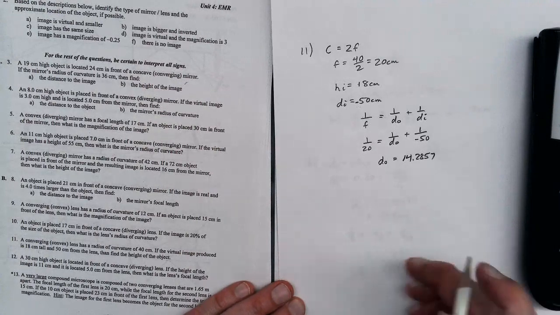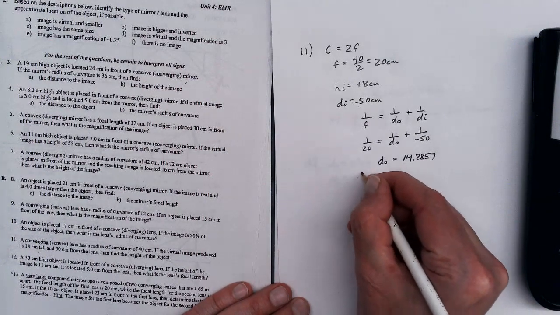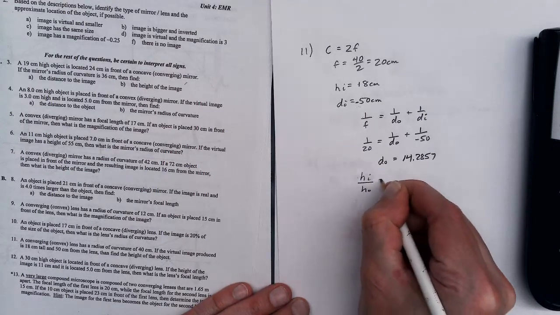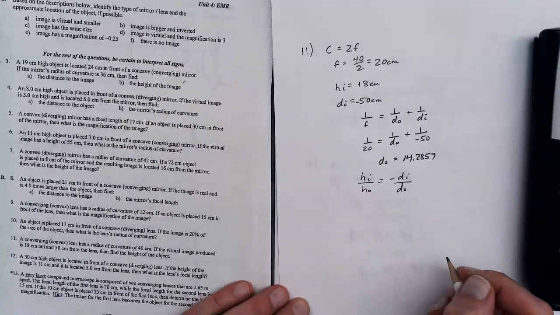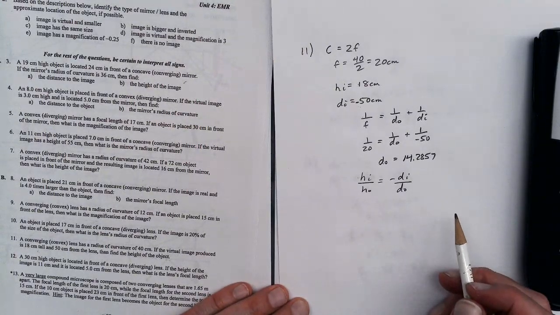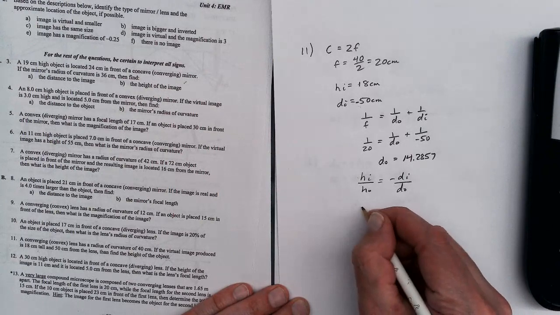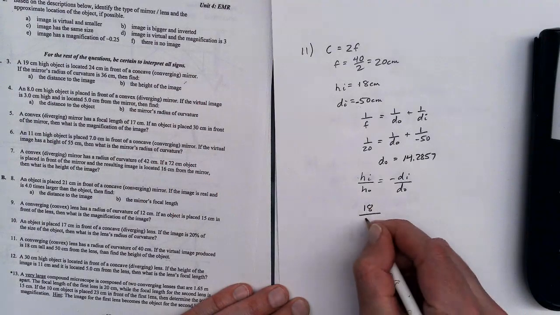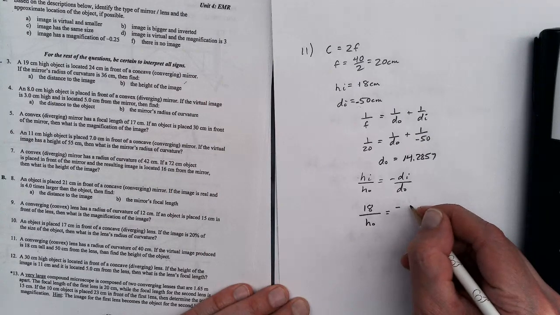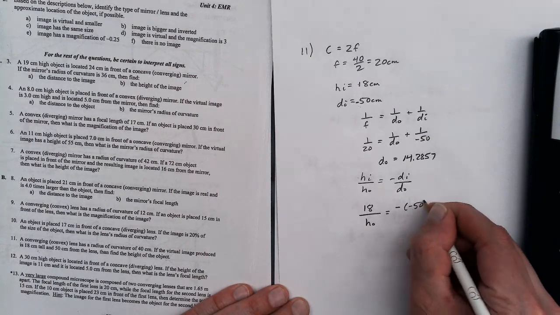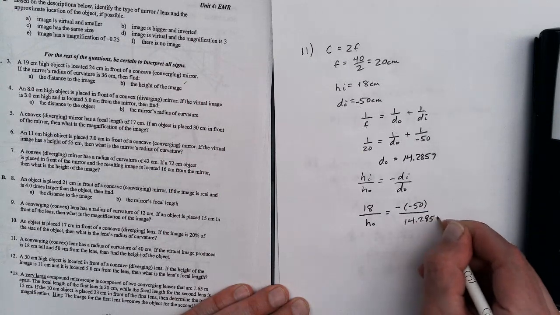Okay, so that helps a little bit. Now what I can do here is I can use my formula. hi over ho equals negative di over do. Now I look here, I have essentially all the information, but ho, that's the one I'm looking for. So I'm going to substitute in what I have here. I have 18 over ho is equal to a negative 50 over 14.2857.